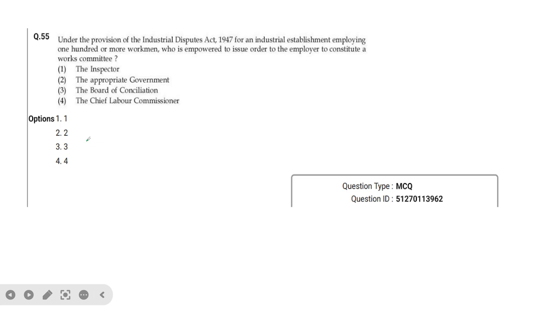Question number 55 is: under the provisions of the Industrial Dispute Act of 1947, for an industrial establishment employing 100 or more workmen, who is empowered to issue order to the employer to constitute a works committee? The inspector, the appropriate government, the board of conciliation, the chief labor commissioner. So the answer is option 2, that is the appropriate government.